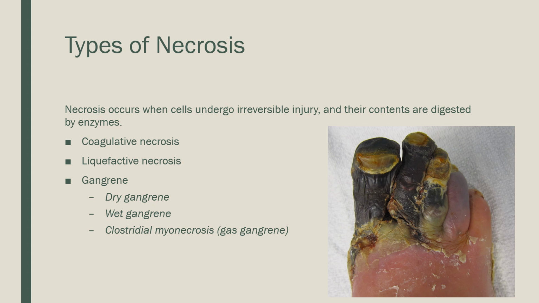Dry gangrene is associated with coagulative necrosis, often seen in peripheral vascular disease. Wet gangrene involves liquefactive necrosis and may produce gas bubbles due to bacterial fermentation. Clostridial myonecrosis is considered gas gangrene and is caused by Clostridium perfringens, leading to muscle necrosis and gas formation.